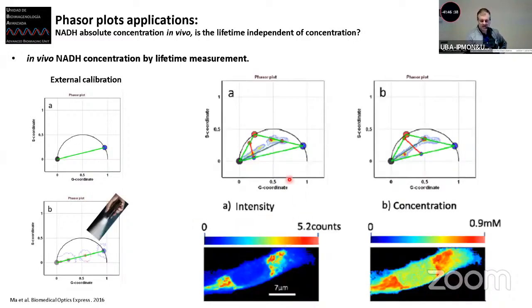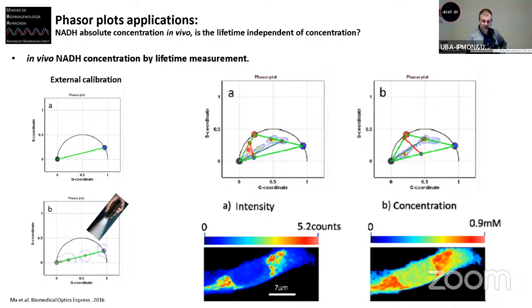We have cells, and the NADH will be between free and bound NADH. But when we put the light, this trajectory will show up here. And these pixels that are far back are highly concentrated, and these pixels that are close to this point are weak in fluorescence.